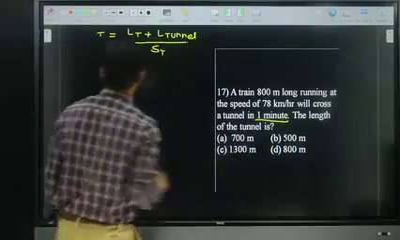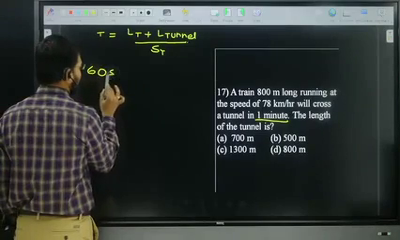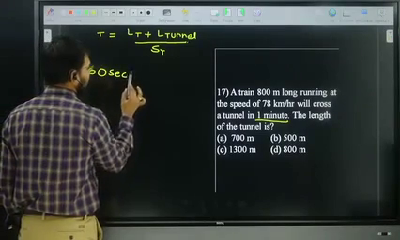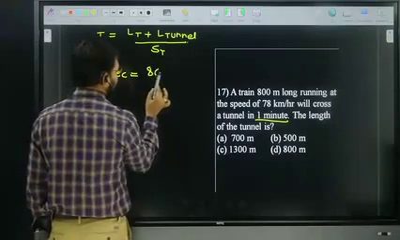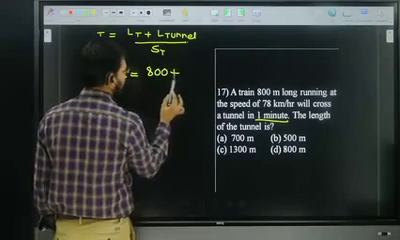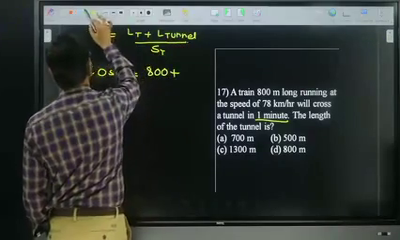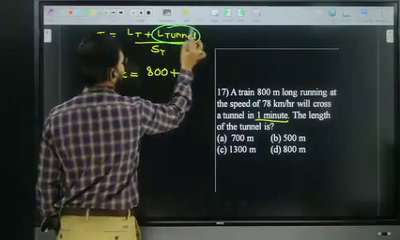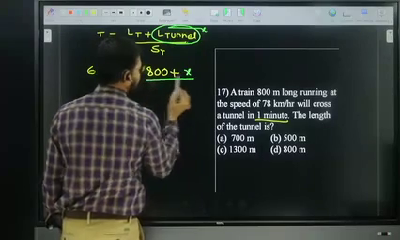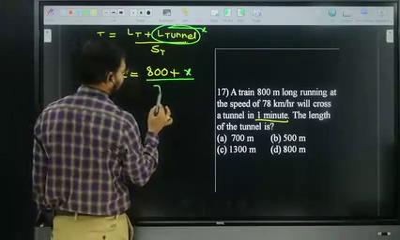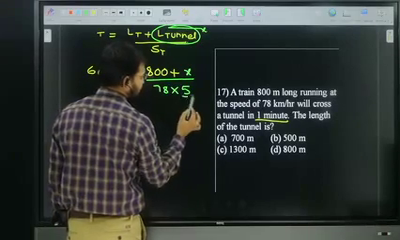Time is how many minutes? 1 minute. 1 minute is how many seconds? 60 seconds. The length of the train is 800 meters. I don't know the length of the tunnel, so let it be some x. So x divided by the speed of the train, which is 78 km per hour, 78 into 5 by 18.